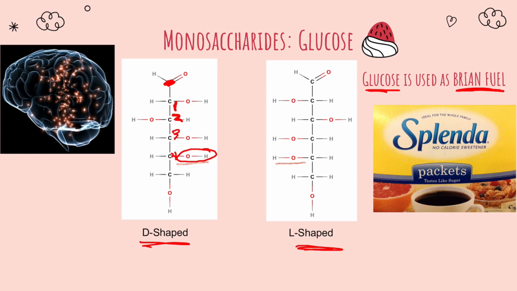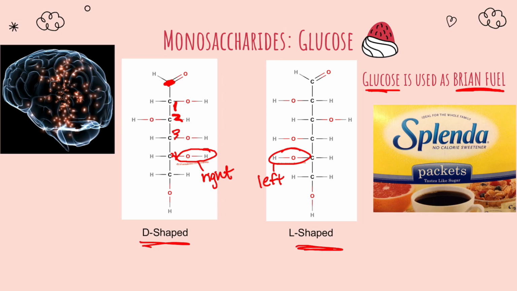So you may be wondering, what is D-shaped? What is L-shaped? I've never heard of that. D-shaped just means that this hydroxyl group is on the right side. L-shaped, which is pretty easy to remember, as you guessed, is on the left side. So we have an oxygen and a hydrogen on the left instead of the right, making this an L-shaped glucose.